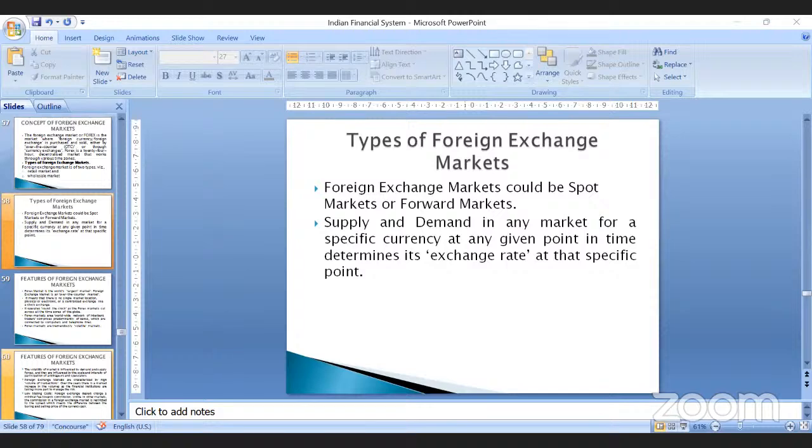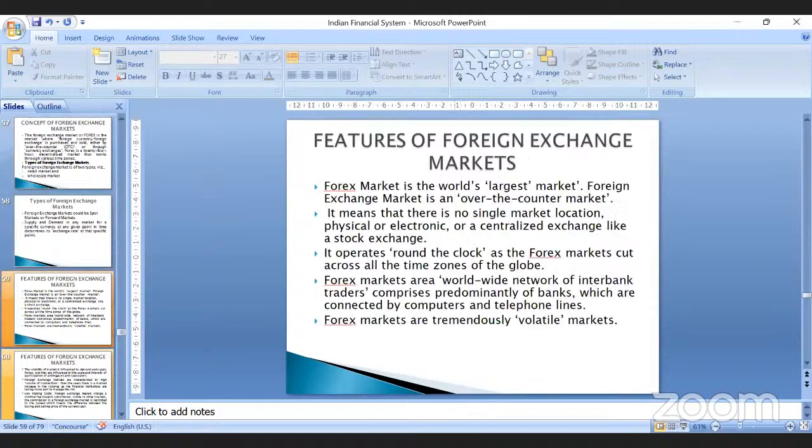Now, the major features of foreign exchange currency: this forex market is the largest market in the world because it is one of the oldest markets. One or the other country is dependent upon another country for their foreign currencies, so it is considered to be one of the world's largest markets.